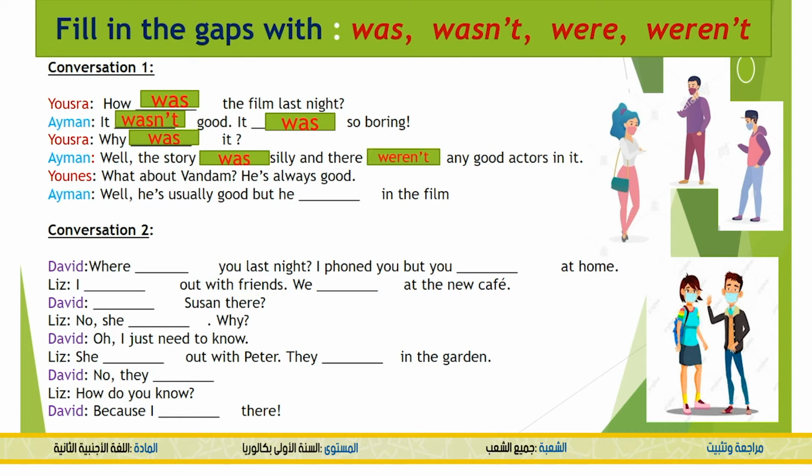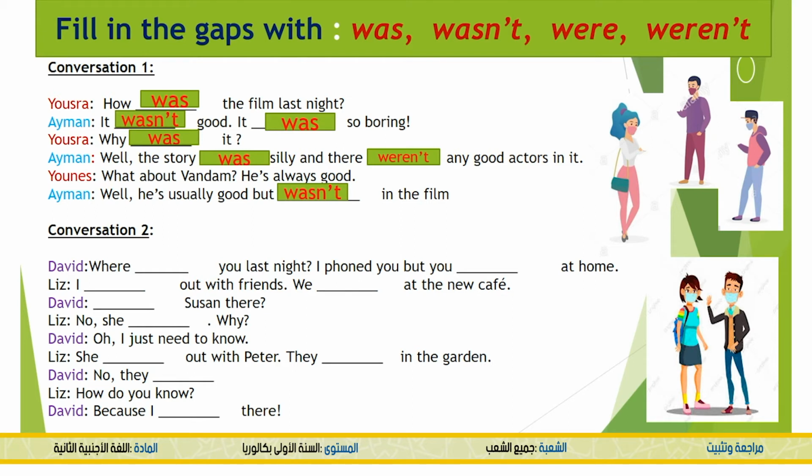And there weren't any good actors. What about Van Damme? He's always good. Well, he's usually good, but he wasn't in the film. Now let's move to the second conversation. It is between David and Liz. Right. David, Liz. Again, wearing masks.